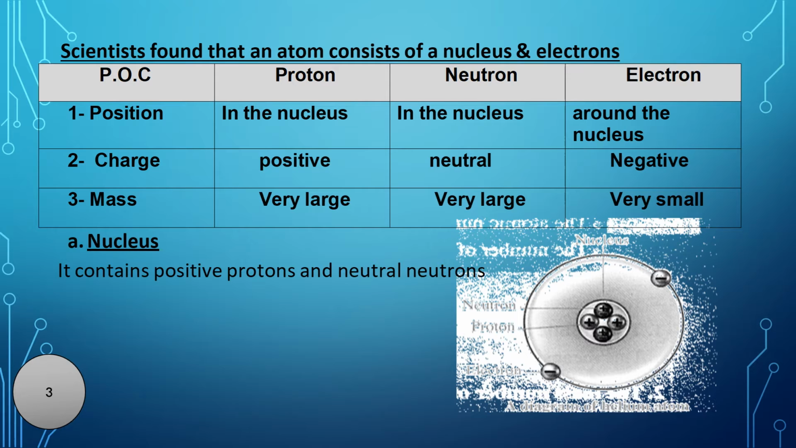Again, the atom consists of the nucleus and the electrons. The nucleus contains positive protons and neutral neutrons, and around the nucleus we have electrons. Electrons are negatively charged particles that revolve around the nucleus, and their mass is very small and can be neglected.